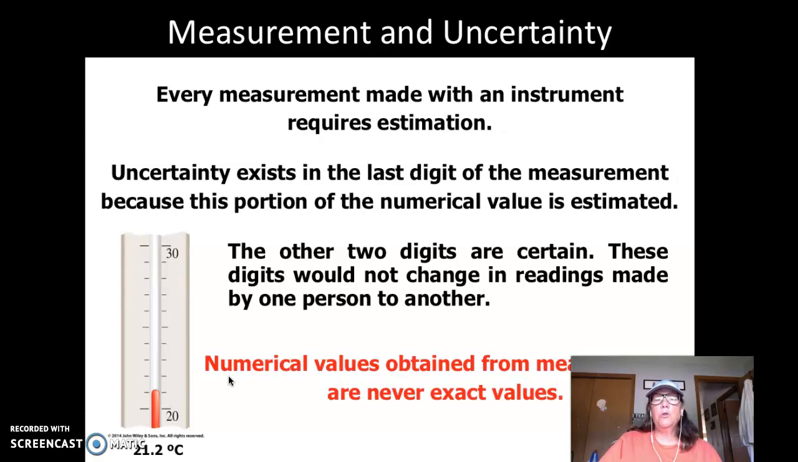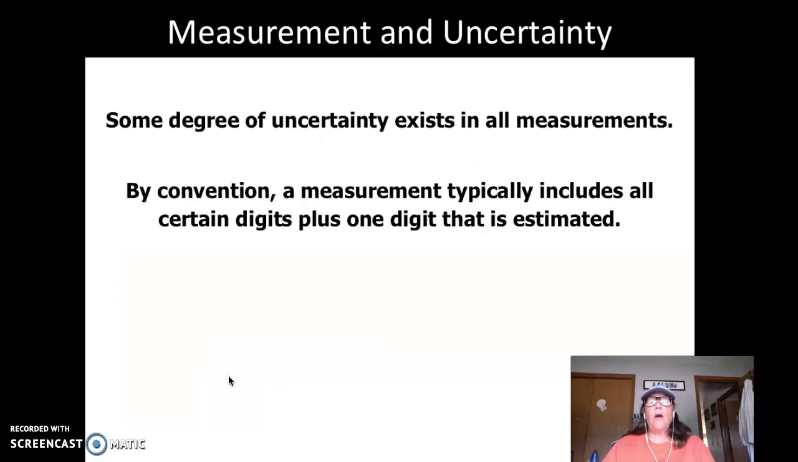Okay, so numerical values from measurements are never exact. They're as exact as the instrument that you use to take them. Okay, so you have some degree of uncertainty. Like on that last one, the last 0.2, I might say 0.1, somebody else might say 0.3. Okay, the one thing you could not do is say 21.25 because you know for sure the 21, but you don't know the rest of it.